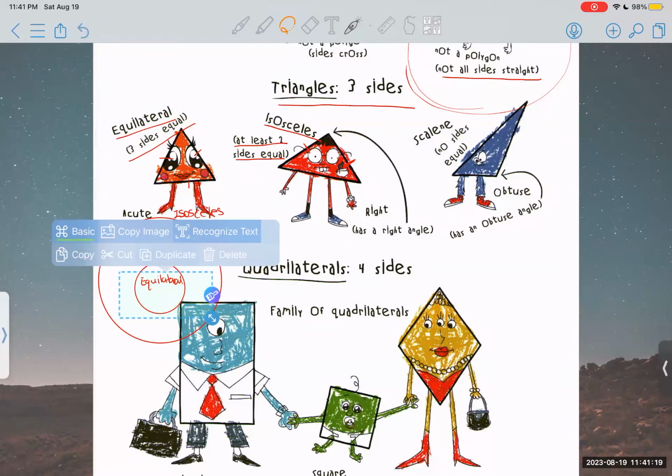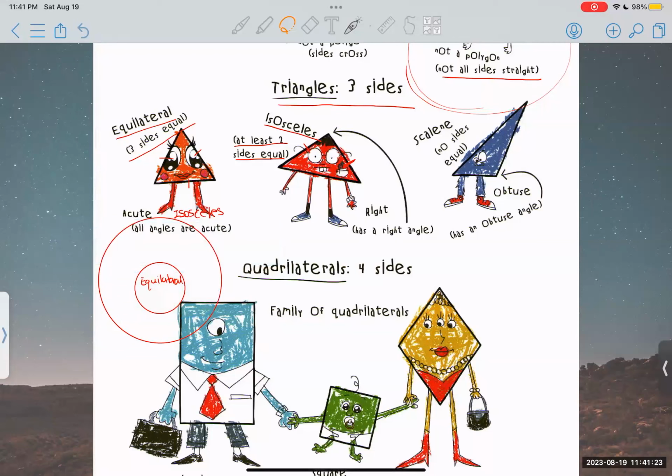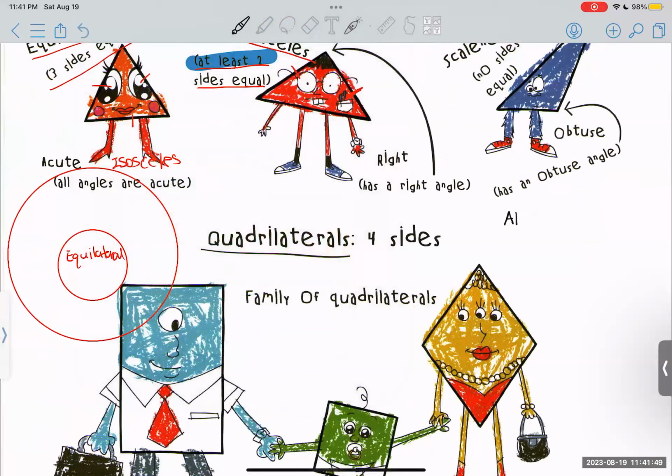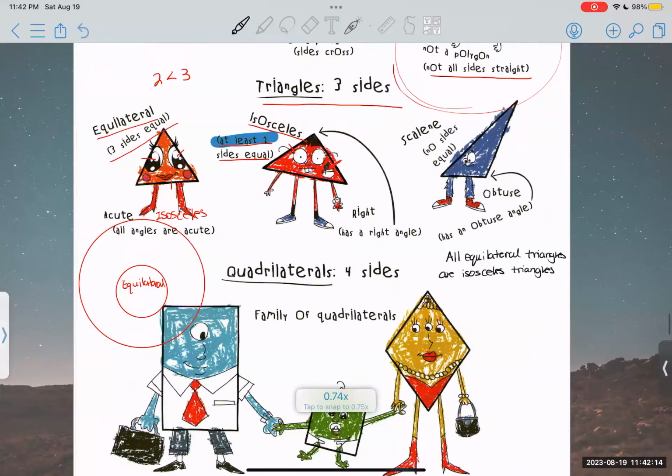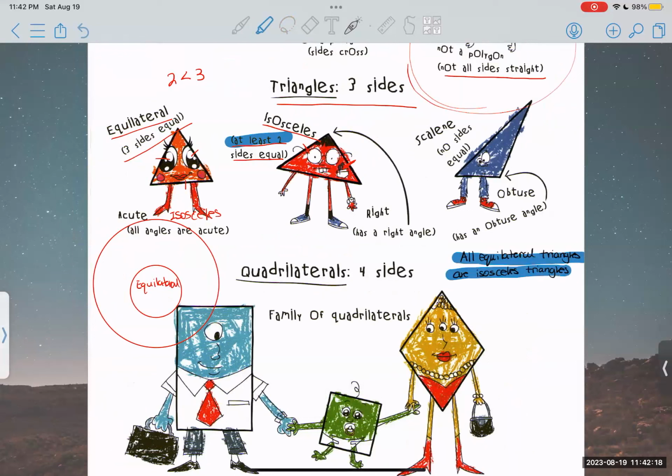Right. I see Susan giving me a thumbs up. Equilateral will be completely inside isosceles because it says at least two sides are equal. And we have three sides are equal, which is bigger than two. So all equilateral triangles are isosceles triangles. I'll write this on the side. And you guys can take this note if you want.